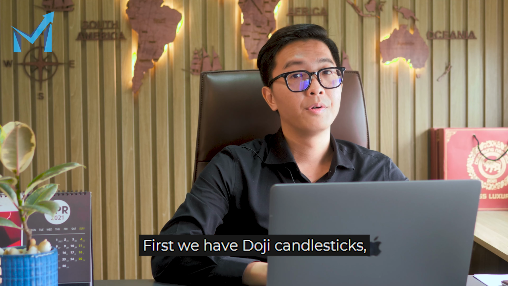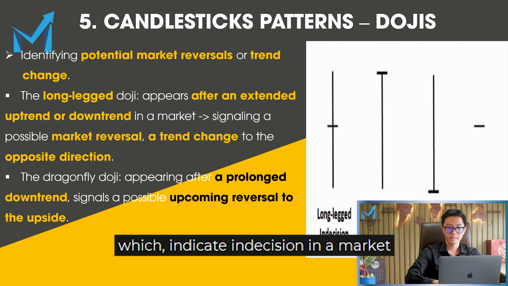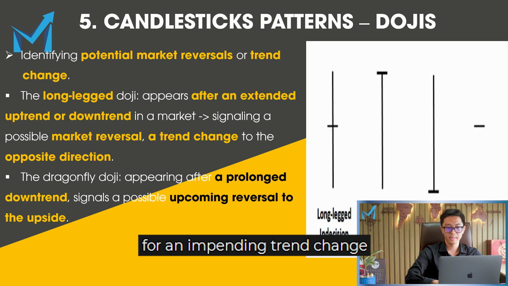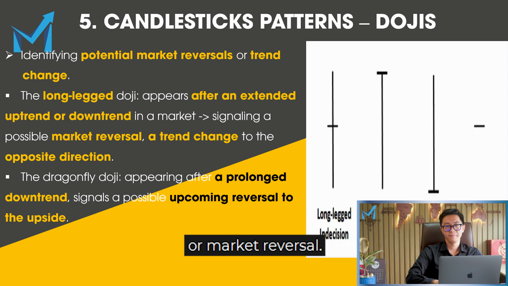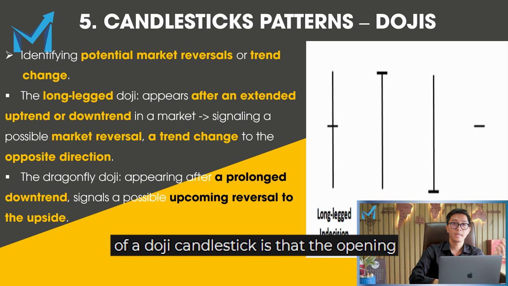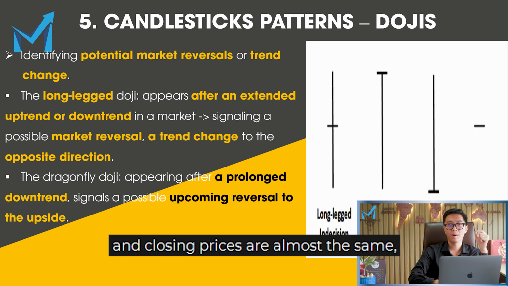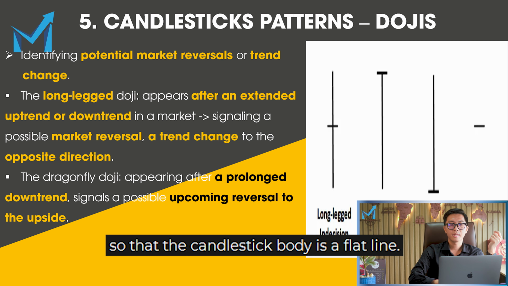First, we have the doji candlestick, which indicates indecision in a market that may be a signal for an impending trend change or market reversal. The single characteristic of a doji candlestick is that the opening and the closing price are almost the same, so that the candlestick body is a flat line.